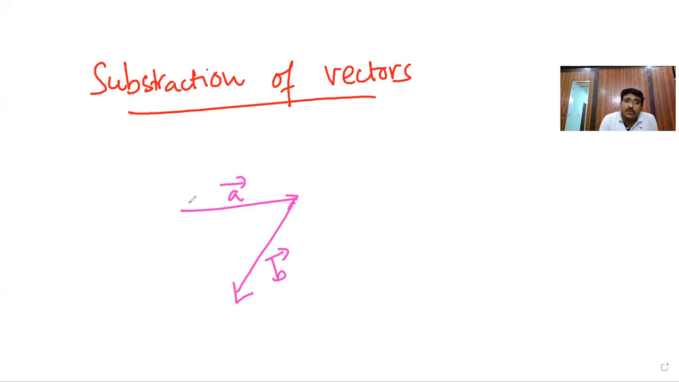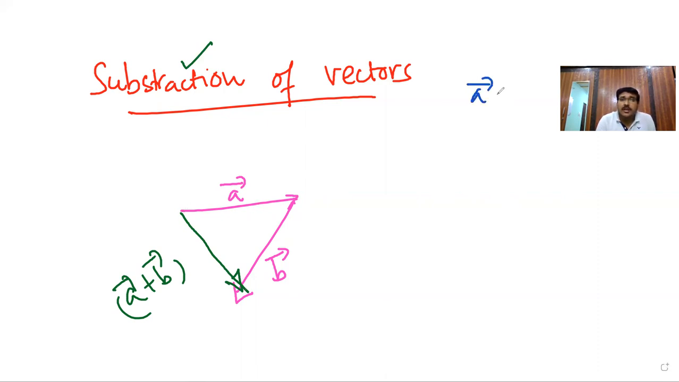Now, if I want to add this A bar to B bar by making use of the triangle, this will be the resultant A bar plus B bar. This is summation. But I want to go for subtraction. When I want to take up the subtraction, observe, I want to subtract B bar from A bar. B bar from A bar. Now this is vector A bar. B bar direction is which direction? Tail to head, this direction.